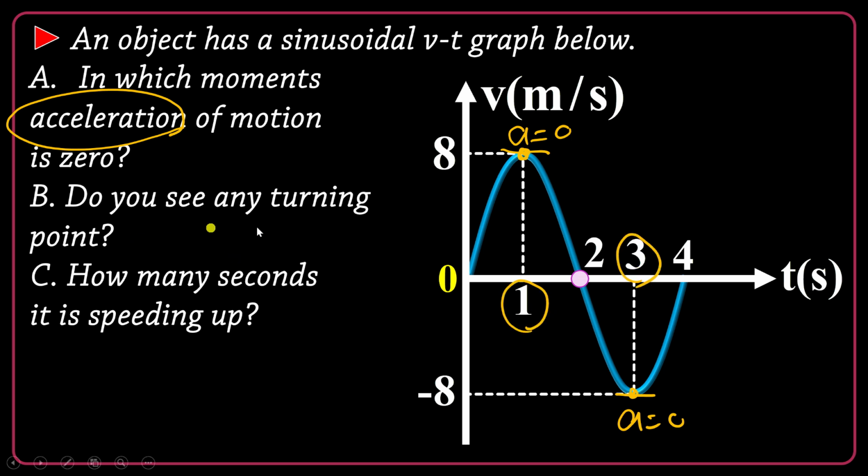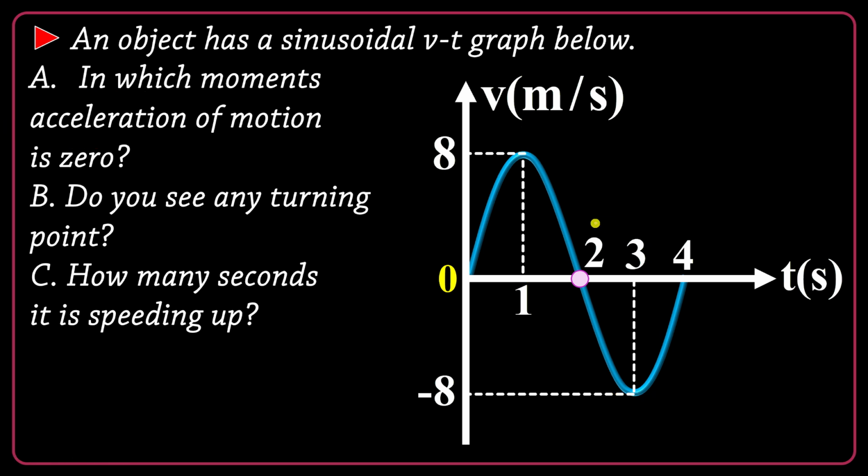Part B. Do you see any turning point? Yes, of course we do. Here, the velocity is 0 at t equals 2. Before that, velocity is positive. After that, negative. You know, when the v-t graph is crossing the t-axis, we know that we have a turning point.